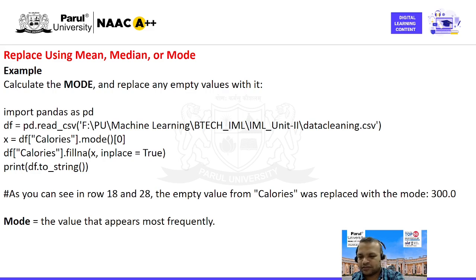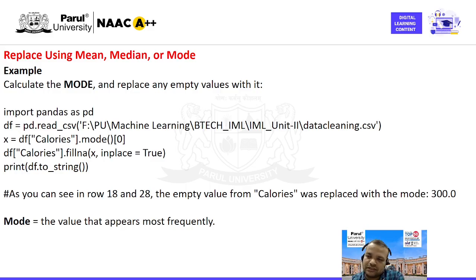As we can see, in rows 18 and 28, the empty values from calories were replaced with the mode, 300.0. If you want to cross-check manually, you can see here row numbers 18 and 28 will be empty. Then after applying the mean, mode or median function, you will get a value in that empty cell.